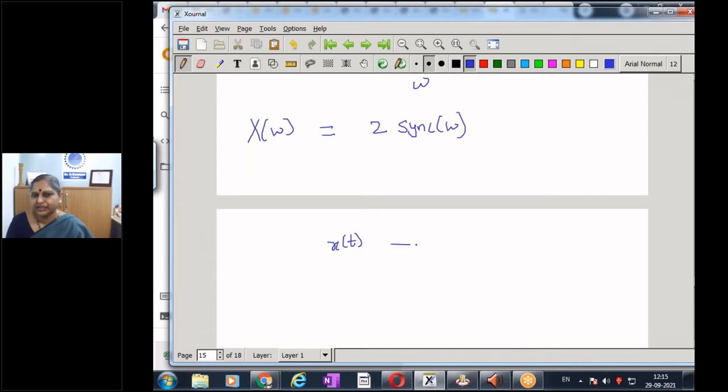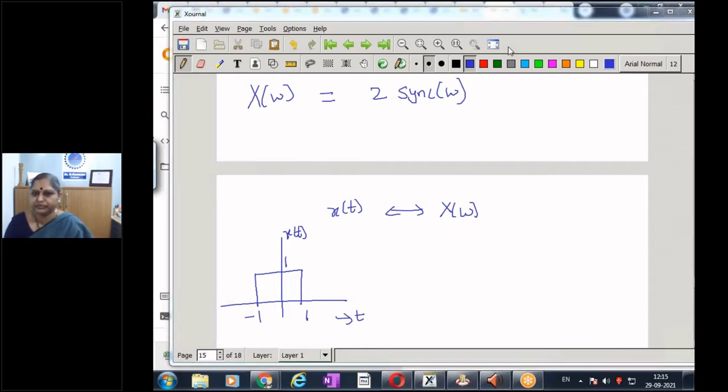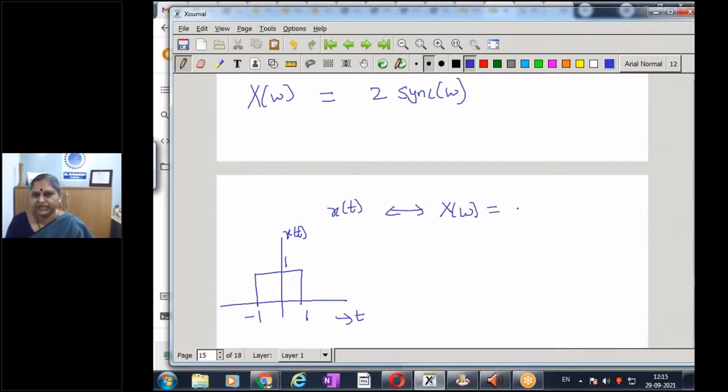X of t has a Fourier transform x of omega. And in this case, what is my x of t? My x of t is like this. In time domain, this is what I have: -1 to 1 magnitude x of t. And what is my x omega if I try to plot? X omega in this case is 2 sinc omega, and at omega equal to 0 it is going to be 2.